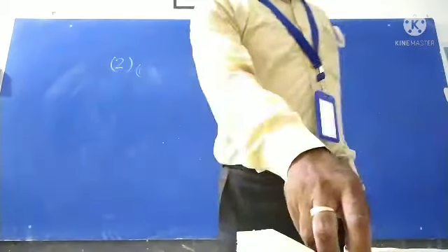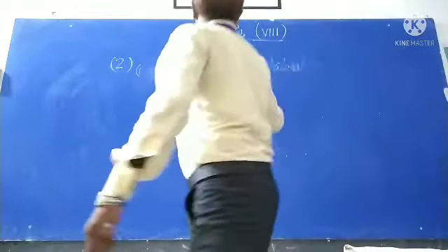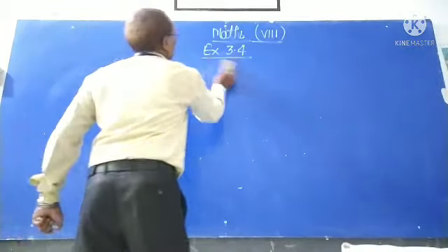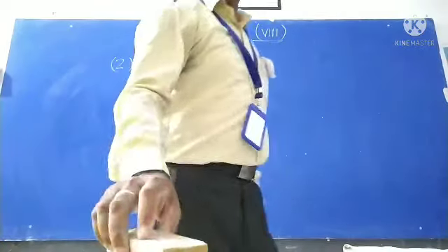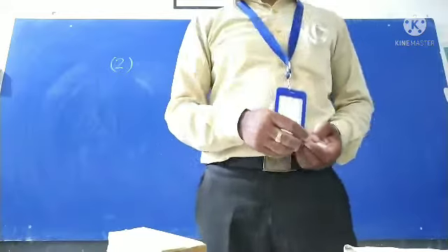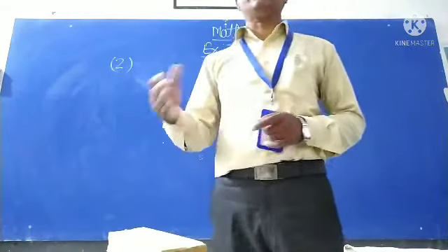Good morning, students. I am going to continue exercise 3.4, question number 2. Your question is, identify all the quadrilaterals that have four sides of equal length.